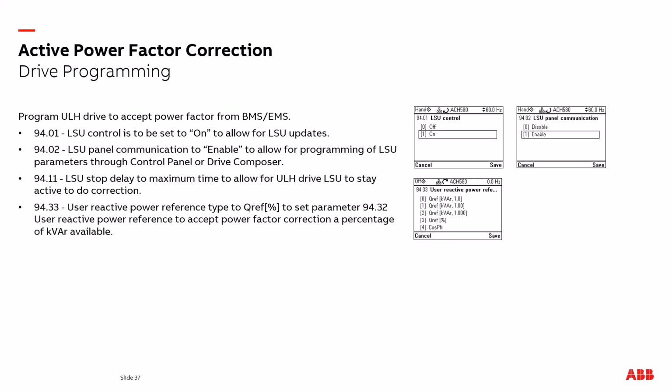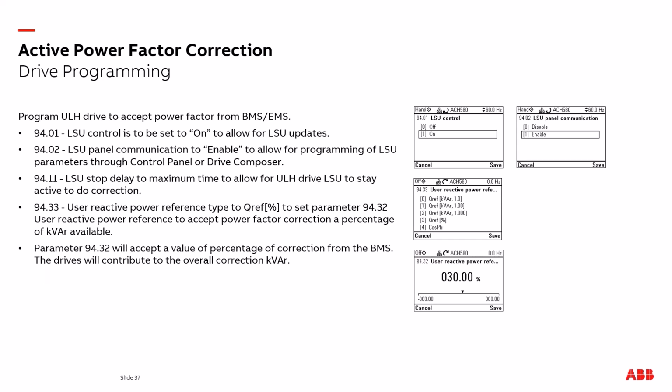9433, this parameter affects 9432. And 9432 is where you send your information from your building management system to do your power factor correction. By recommendation, if you send it to Q reference percentage, now all you have to do as your building management system is send a number as a percentage to 9432. And that's your update, your percentage of what you need to do for KVAR correction. Parameter 9432 will accept the value of percentage of correction from the building management system. The drive will contribute to the overall correction of KVAR.